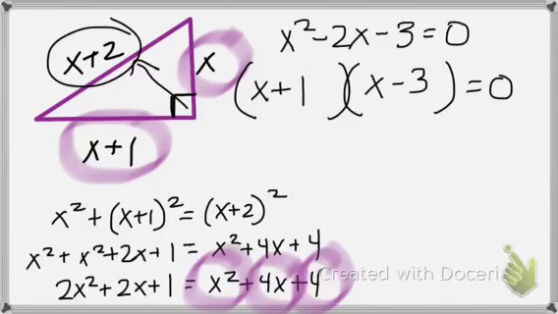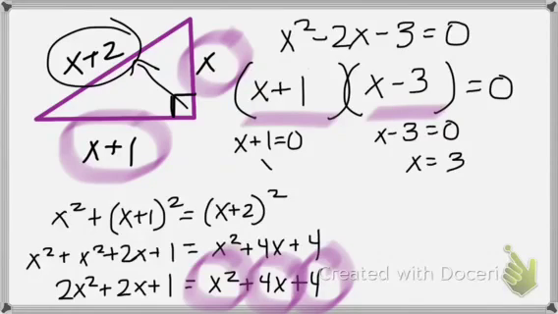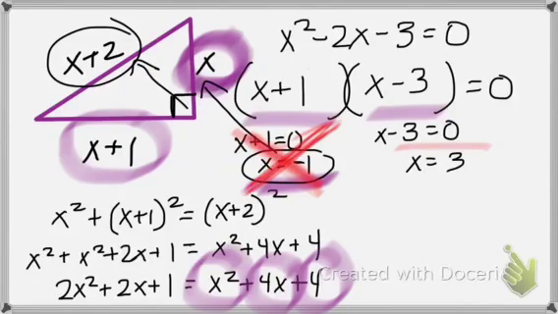The reason why we do this is because we want to set each of these equal to 0. So x plus 1 equals 0, and x minus 3 equals 0. So x equals 3 and x equals -1. Let's take a look at these two solutions for a second. Is it possible to have an x value of -1? It's not. We can never have a negative distance, so that one's out of the question. So our only answer is x has to be equal to 3.